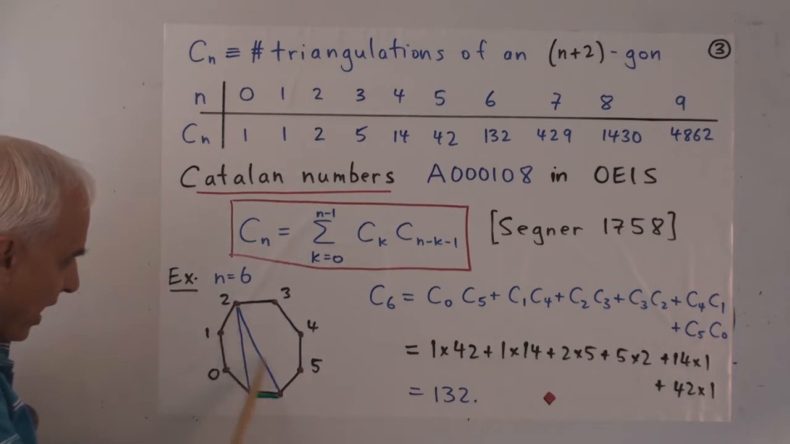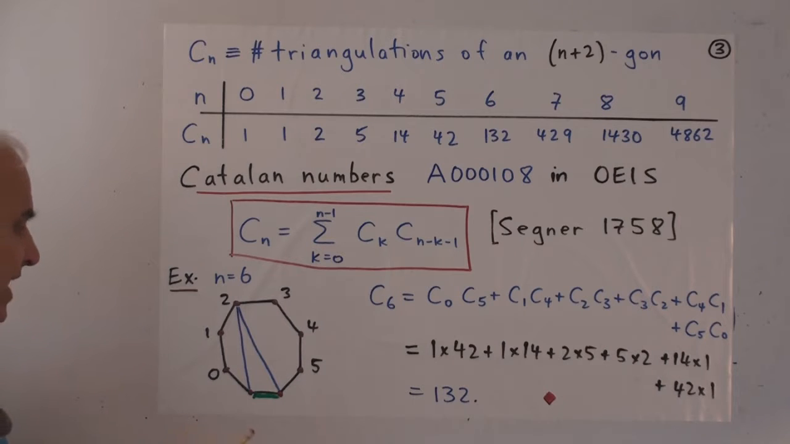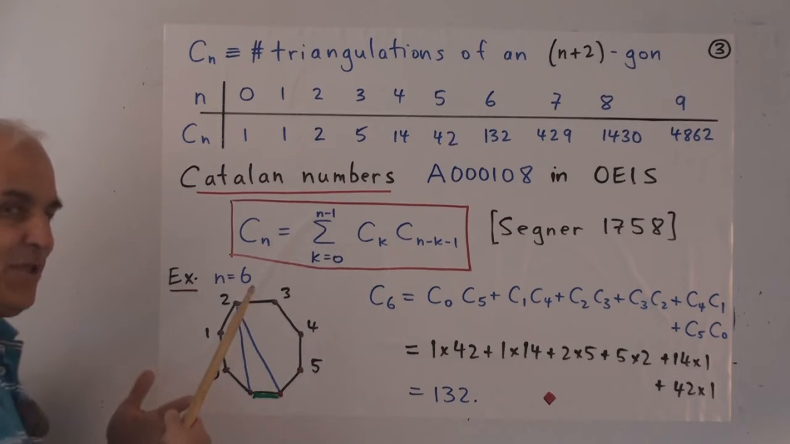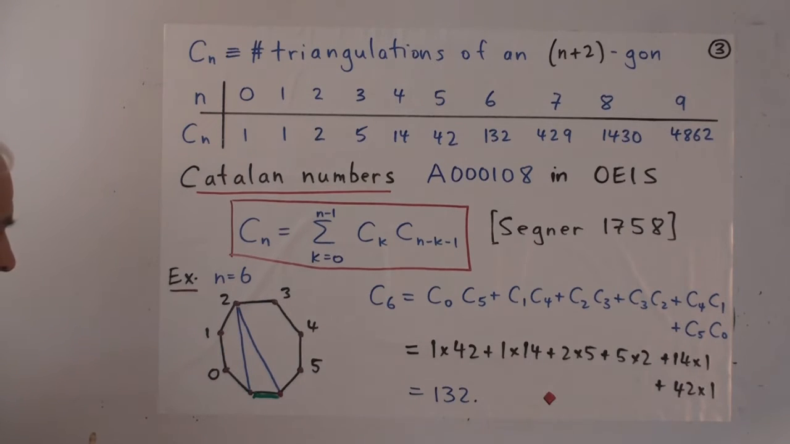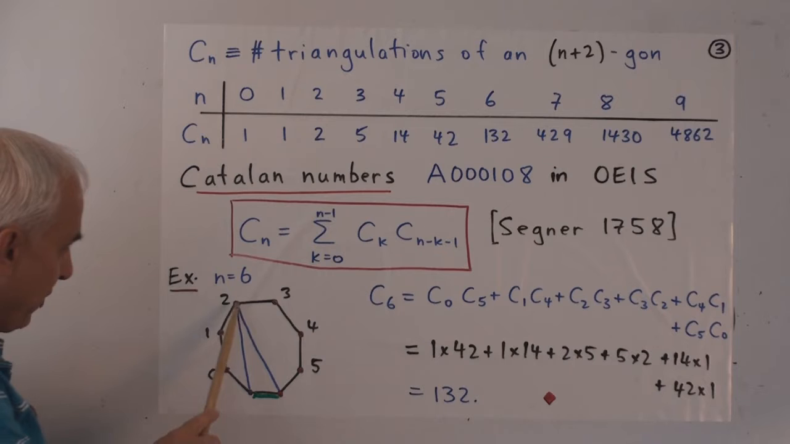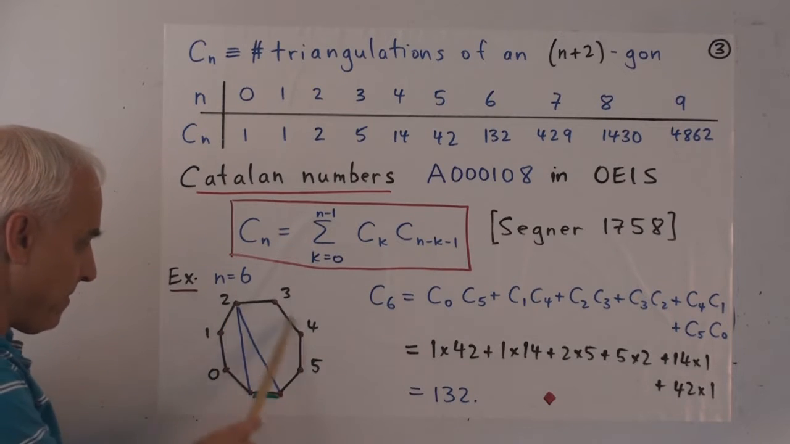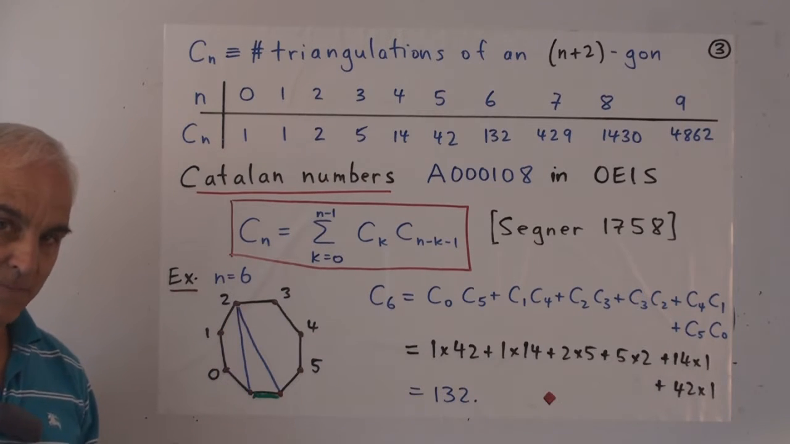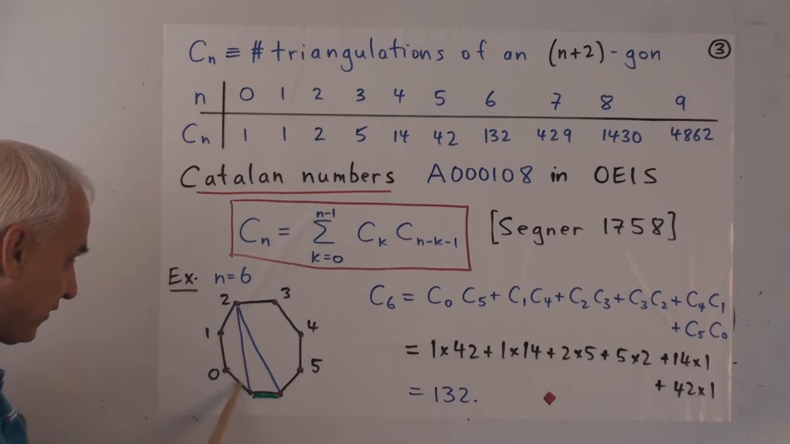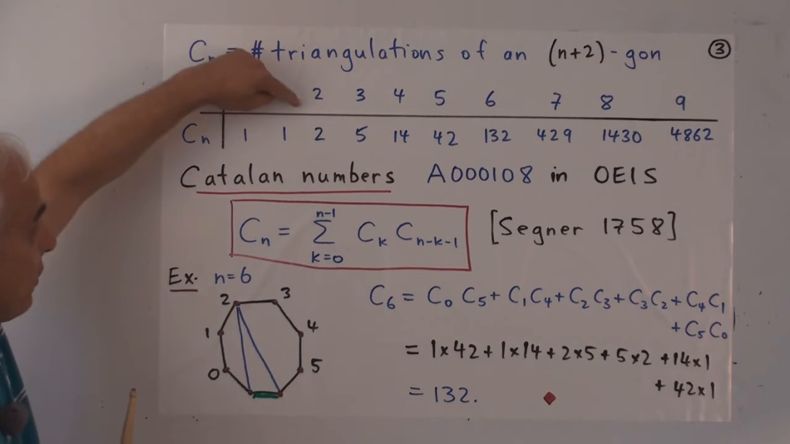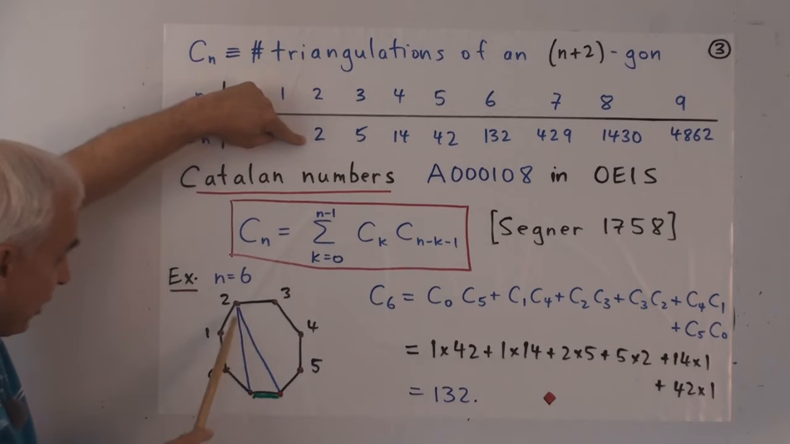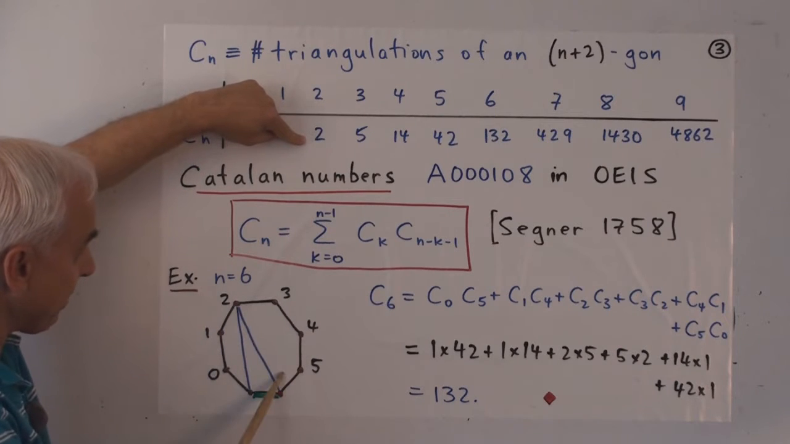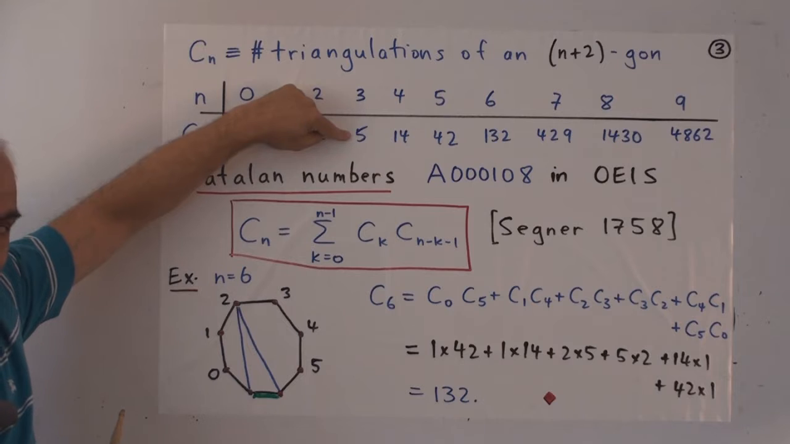Well, if that's one of the triangles that's appearing in the triangulation, then how many ways are there of filling in the rest of the triangulation? Well, what we see is that on this side here we have a 4-gon, and over here we have a 1, 2, 3, 4, 5, pentagon. So basically we can triangulate this 4-gon in 2 ways, and we can triangulate this pentagon in 5 ways.